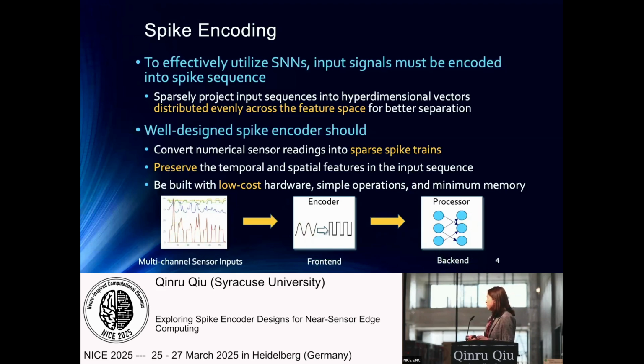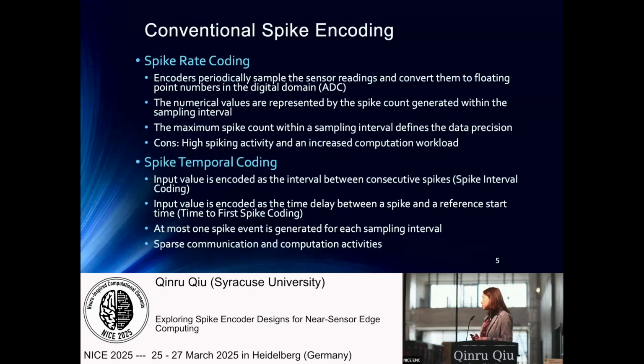A well-designed spike encoder should be able to convert numerical sensor readings into sparse spike trains, and also preserve the temporal and spatial features in the input space. It should also be built with very low-cost hardware, simple operations, and minimum memory usage.